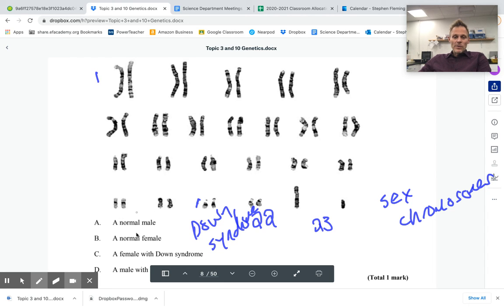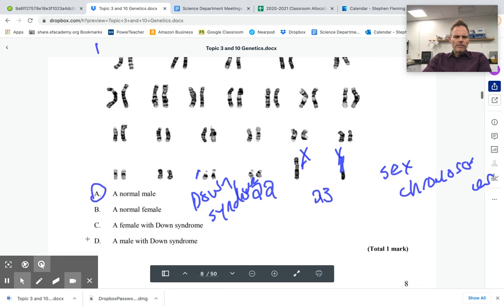The last thing we do is we have to figure out if they're male or female. So remember, these 2 chromosomes determine the gender. The bigger one is the X chromosome. The smaller one is the Y. So in this situation, it would be a normal male. If it was female, we'd have a longer chromosome here for 2 X's that would match. But the best answer there was A.